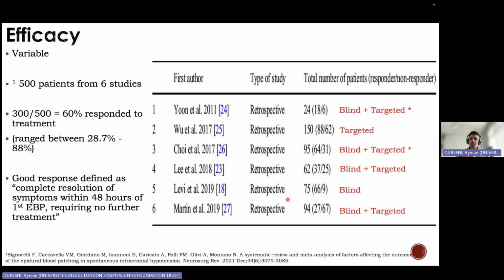Now, if we look at these different studies, they went about their blood patching in a slightly different way. So these 2 studies over here, the Yoon and Choi studies, utilized both targeted blood patching and blind blood patching, and what they found is that there was no significant difference between them. So again, another study that tells us that targeted and non-targeted blood patches aren't very different in terms of how effective they are.